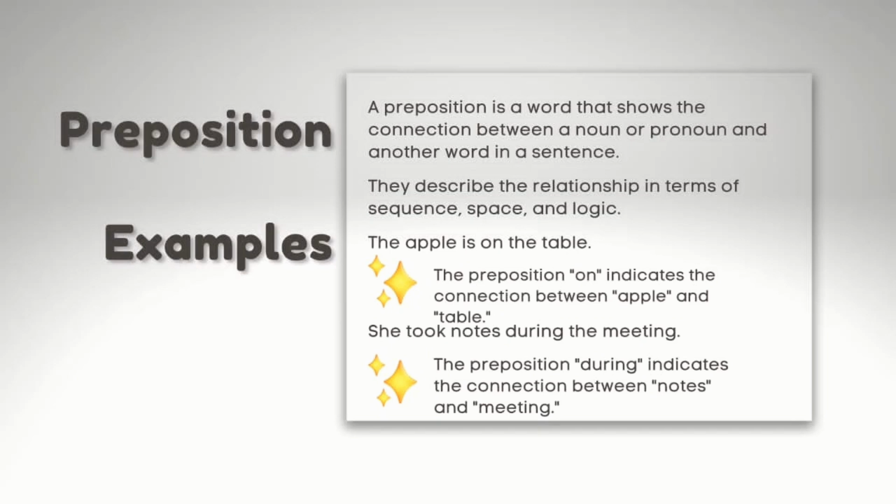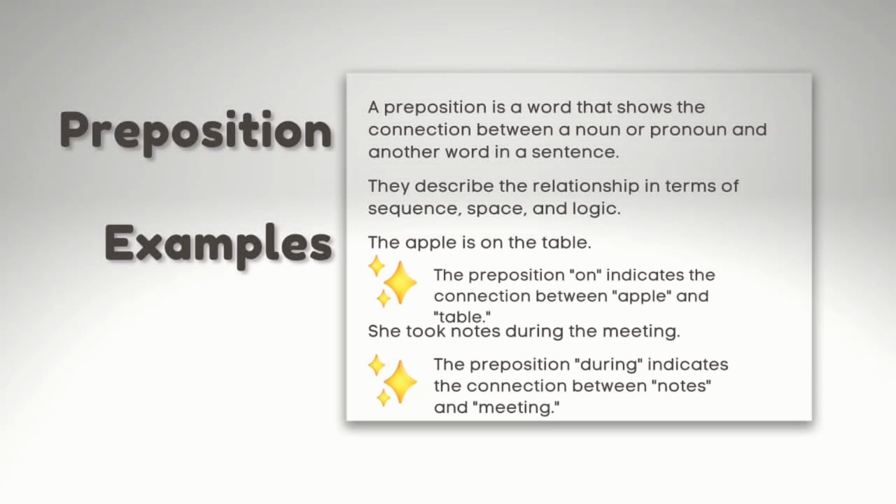Remember, a preposition helps us to see the relationship between two nouns or more, between two pronouns or more. For example, if you have an apple and a table, both of them are nouns. Now we want to see the relationship between the apple and the table at a particular time. So a preposition describes the relationship in terms of sequence, in terms of space, in terms of logic. The relationship between them, the relationship they share at a particular time, in a particular place, and in a particular sense.